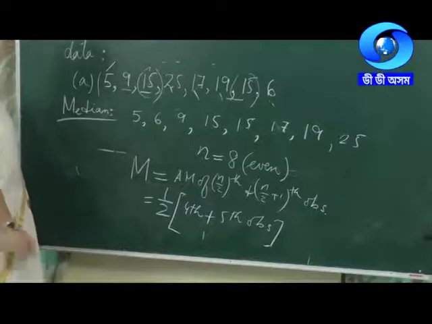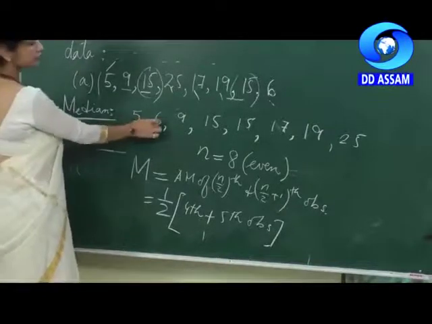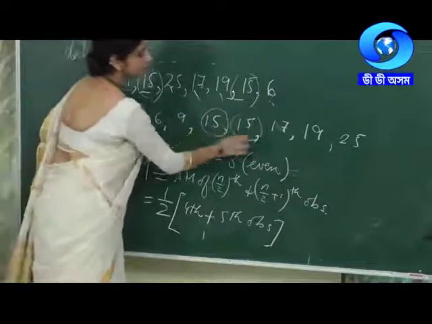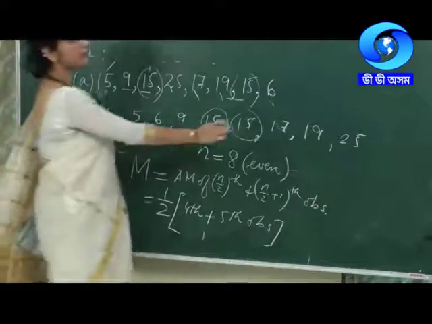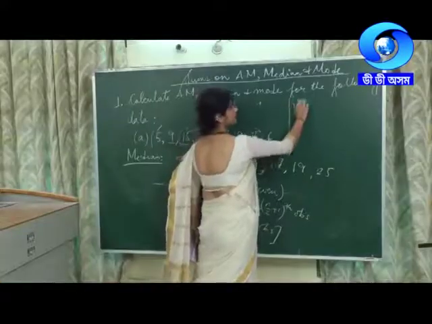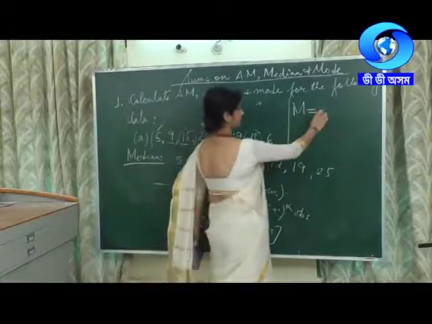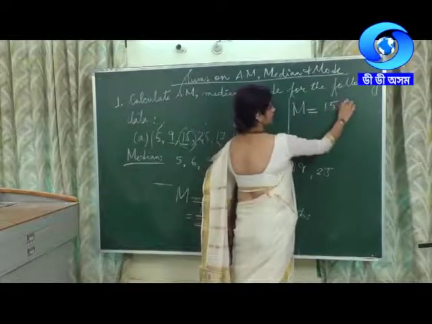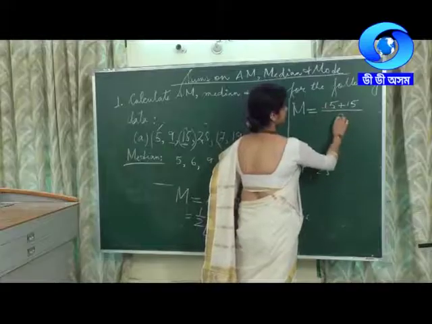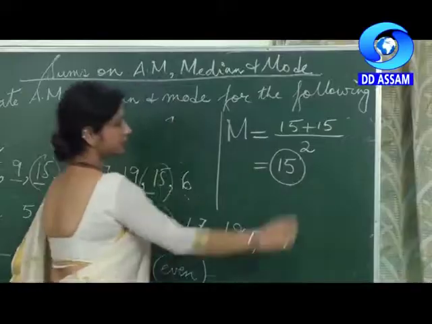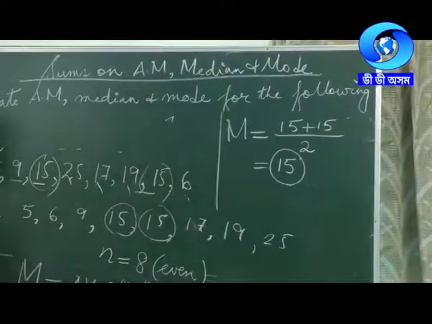Now which is the 4th observation? 1, 2, 3, 4. This is the 4th observation. This is the 5th observation. So what will be the value for the median? Median is equal to 15 plus 15 divided by 2. That is, 15 will be the median for the given series.